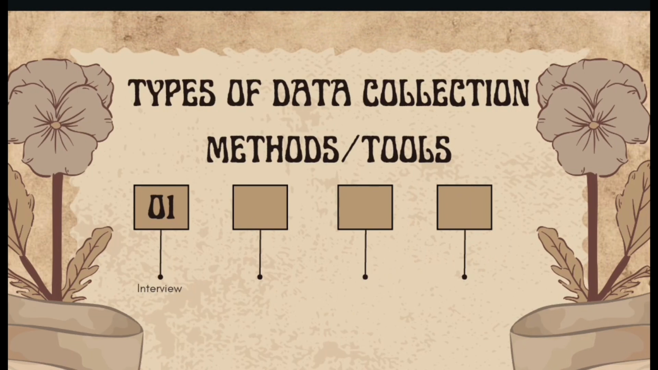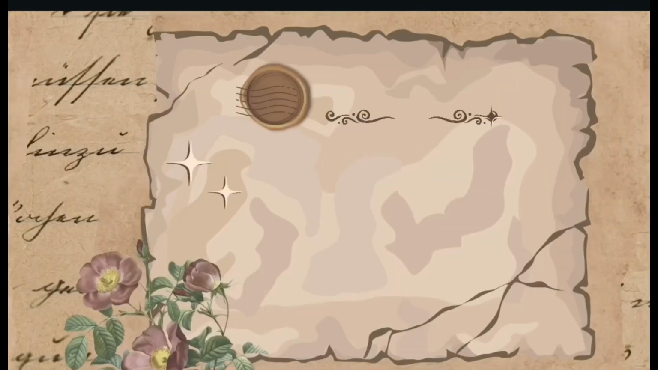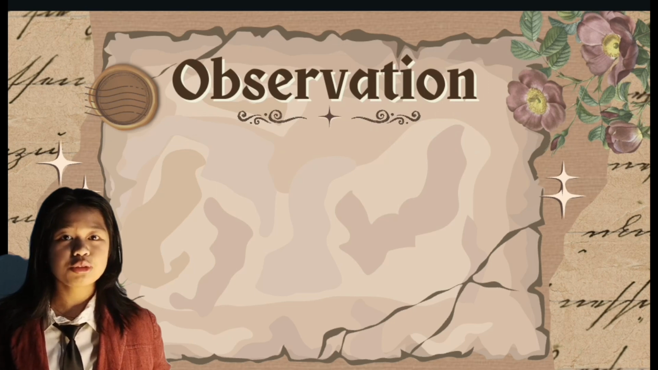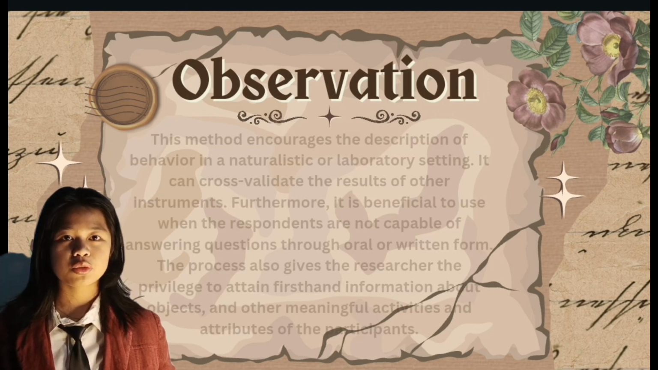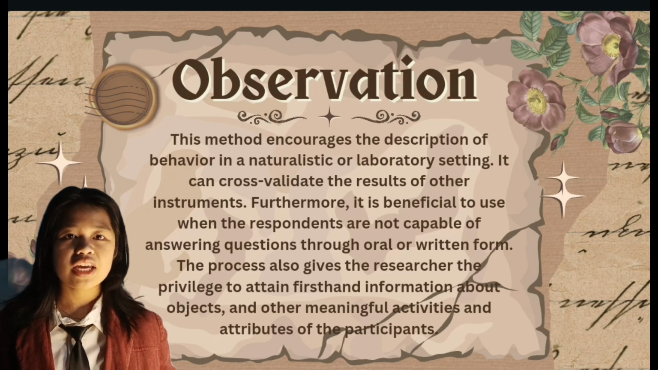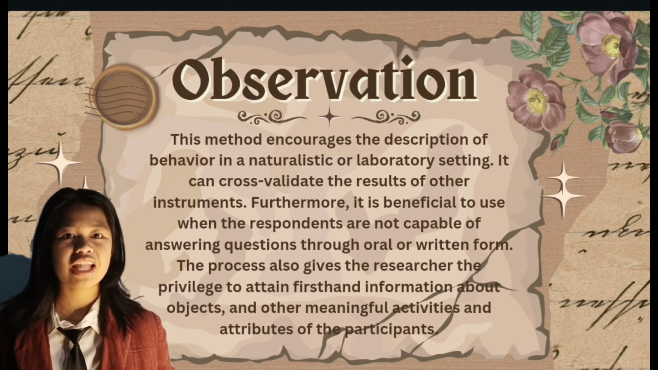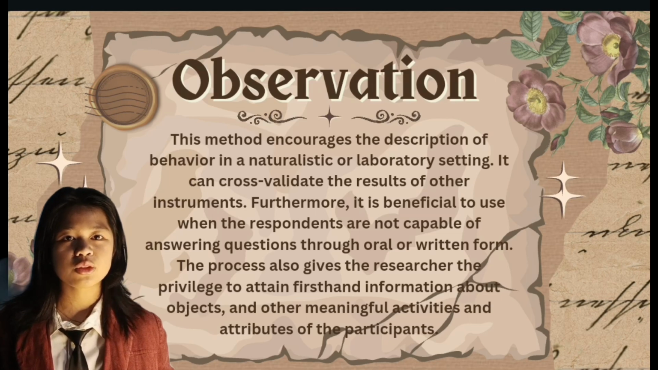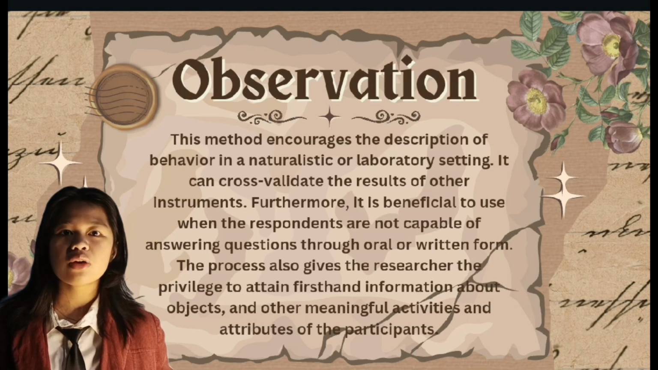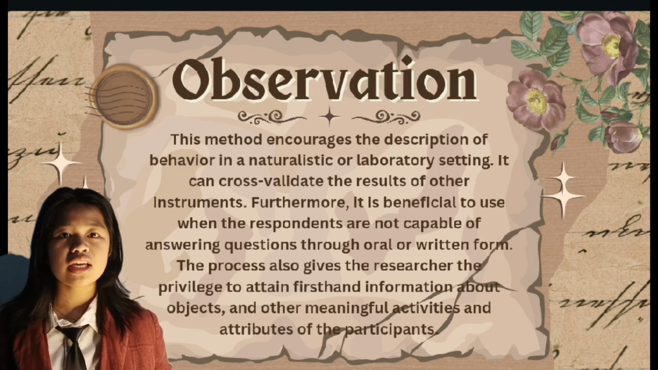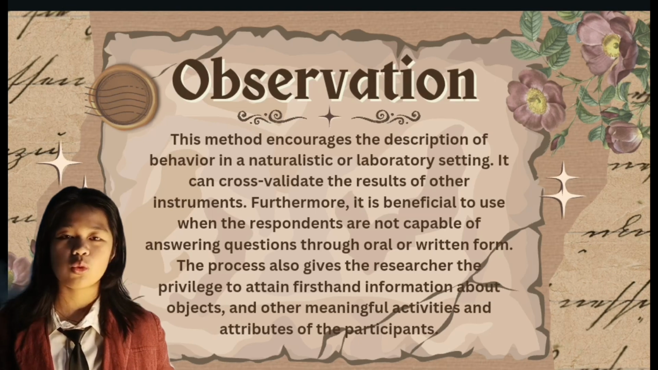Since we're done with the first one, let's now move to the second one. Observation. Observation is a method where researchers watch and describe how people behave, either in real life situations or in a lab. It helps confirm results from other tools and is useful when people can't answer questions. It also gives researchers direct information about the participants and what they do.